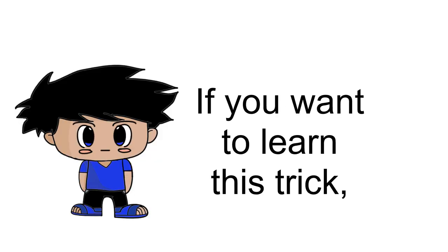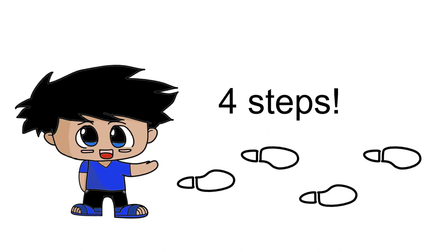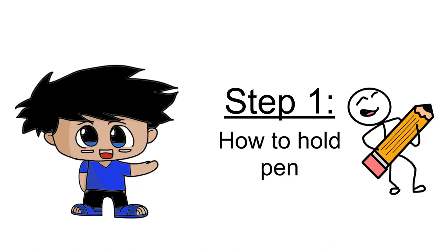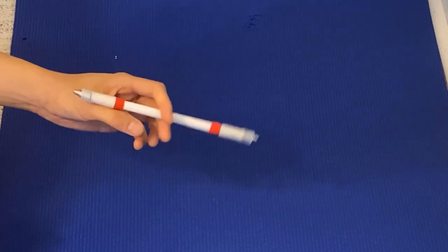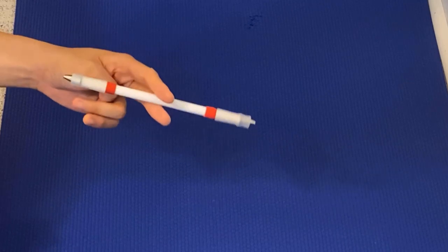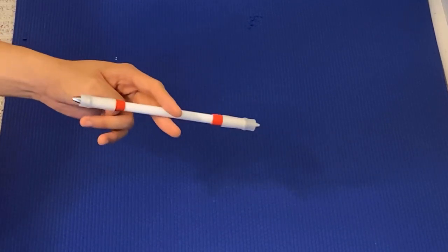So, if you're interested in learning this trick, there are four steps that you need to know. Step one is how to hold the pin. So, take the pin and hold it between your index finger and middle finger. Then you want to take your thumb to support the end of the pin.